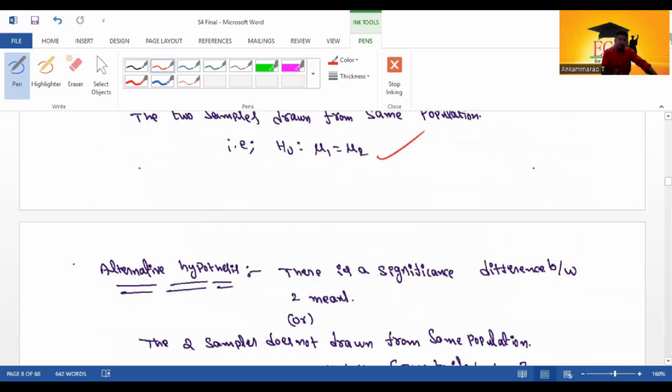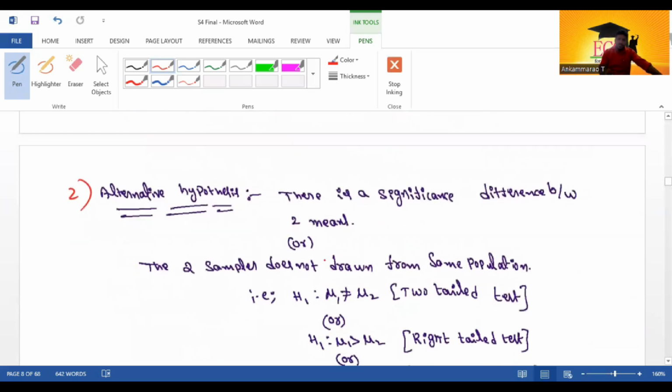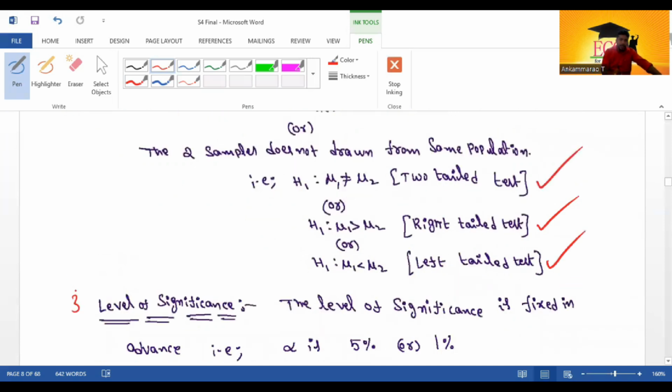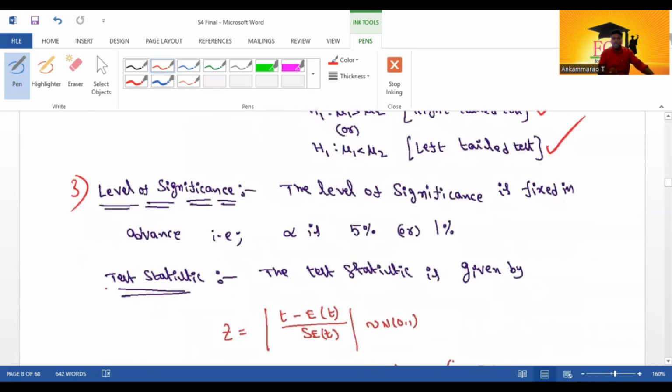Next, the second step, alternative hypothesis. There is a significant difference between two means, that is H1: mu1 not equal to mu2. That is two tail test. H1: mu1 greater than mu2 is the right tail test. H1: mu1 less than mu2 is a left tail test. The third step, level of significance. It is fixed in advance. The alpha is either 5% or 1%.